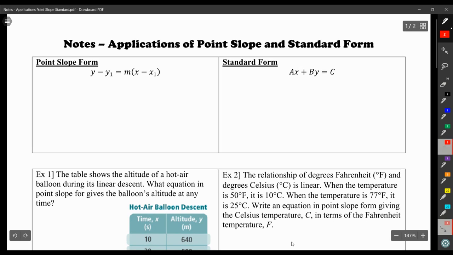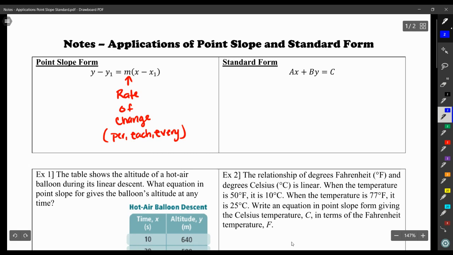So with point slope, we've got to remember that m is the rate of change, or simply slope. This is the rate of change. And again, those three words are per, each, and every. Those are the three words that will scream out slope to you. Then we've got to remember that x1 and y1 is a coordinate on the line.